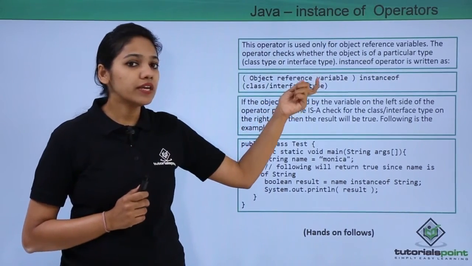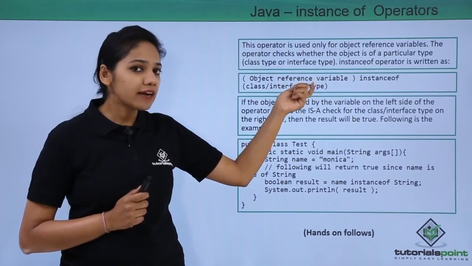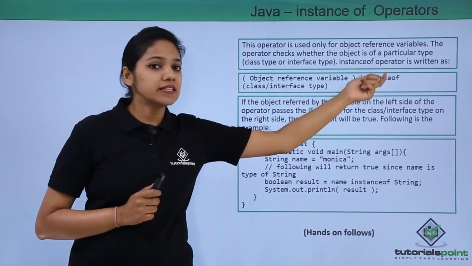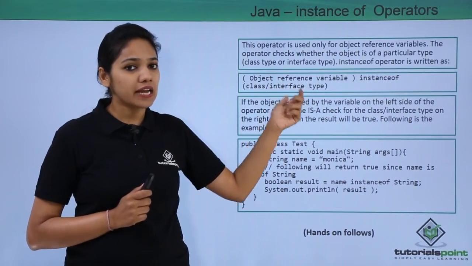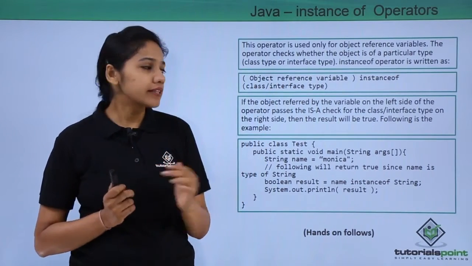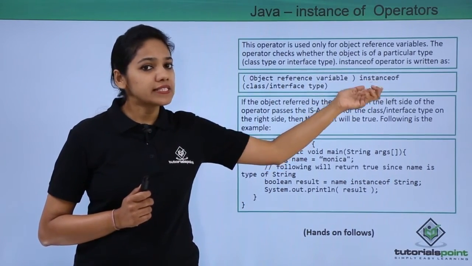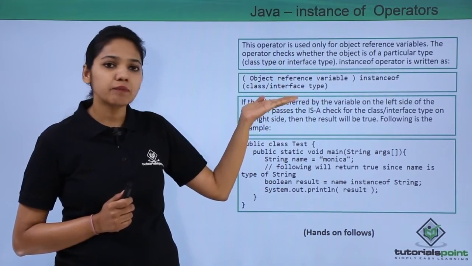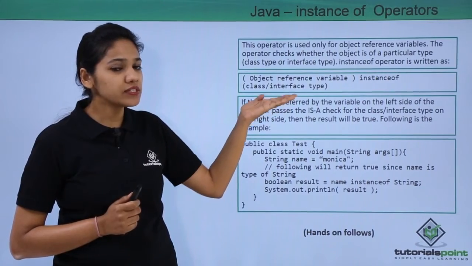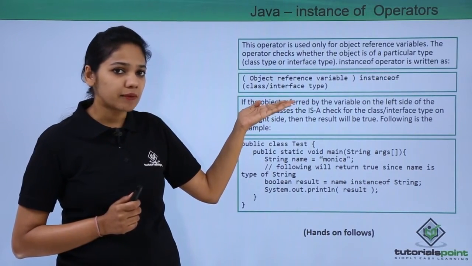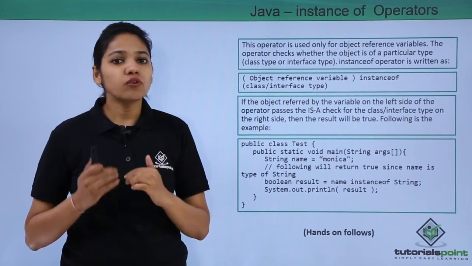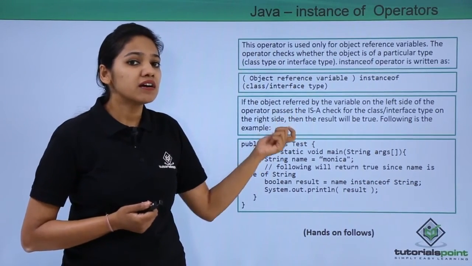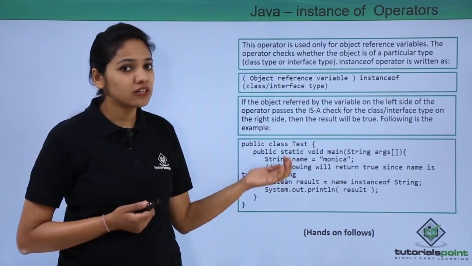Then what we do is try to check whether that variable, the variable name, N-A-M-E, is an instance of a String type or not. We are trying to compare that. So instanceof is a keyword to check whether an object reference variable is of that particular reference, class or interface type. And this instanceof operator is useful to check whether it passes the IS-A check relation or not.